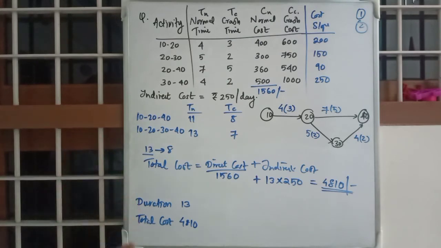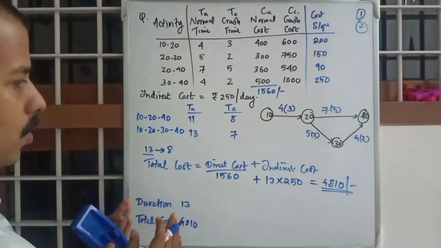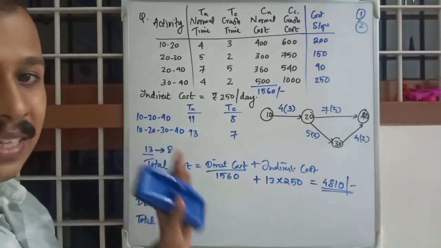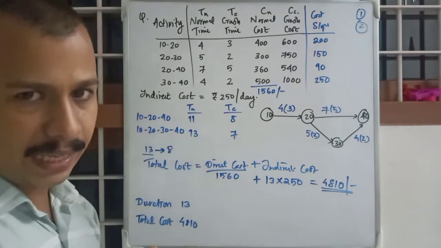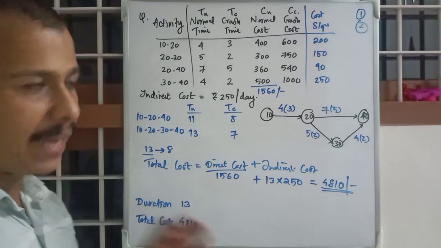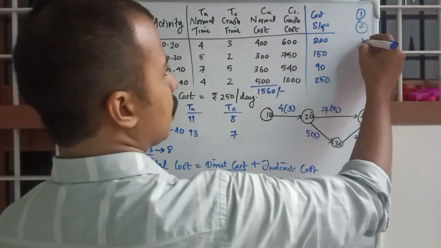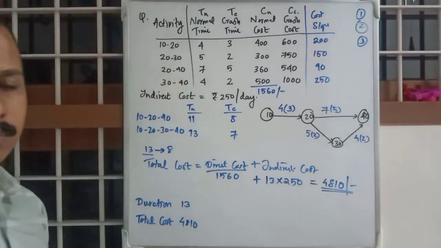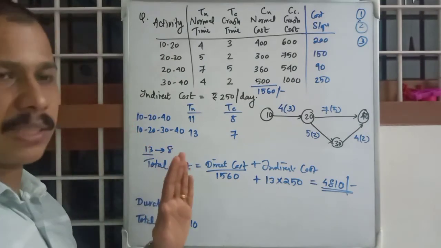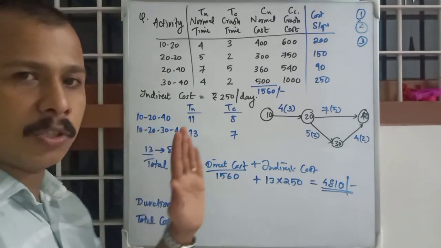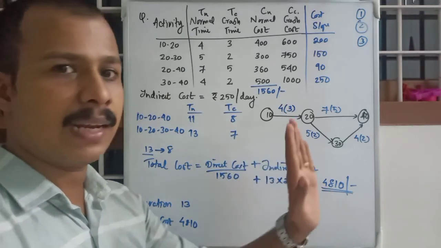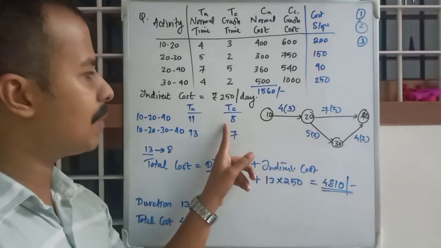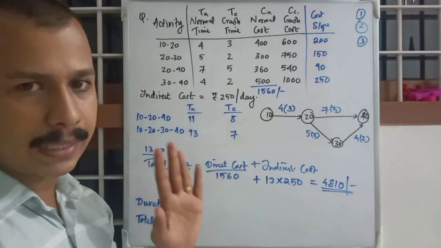Now we will reduce the duration and see the costs with each reduction of 1 day. We will crash 1 day at a time. That's what we are going to do. And that is step 3. So from a 13-day duration, we will reduce it to 12, 11, 10, 9, 8. 8 is the minimum possible. So we will stop at 8.